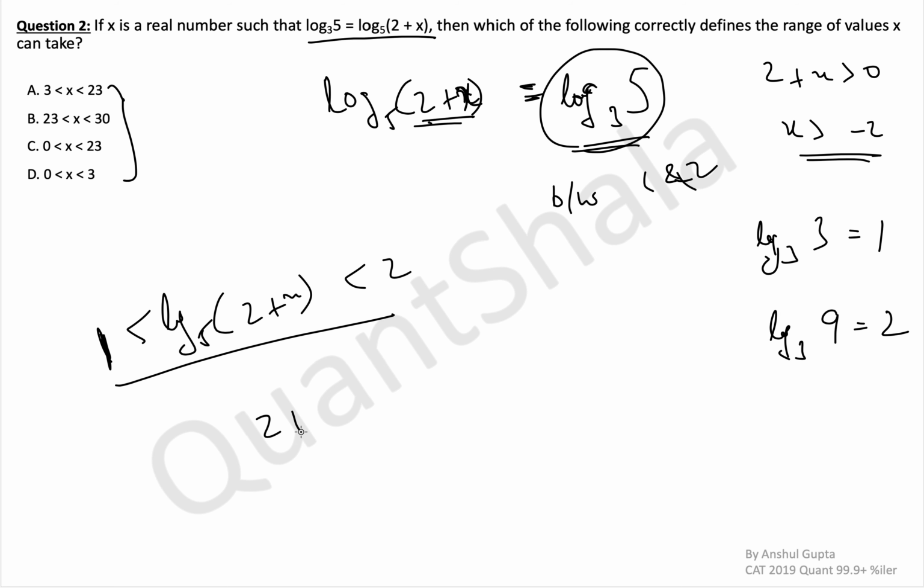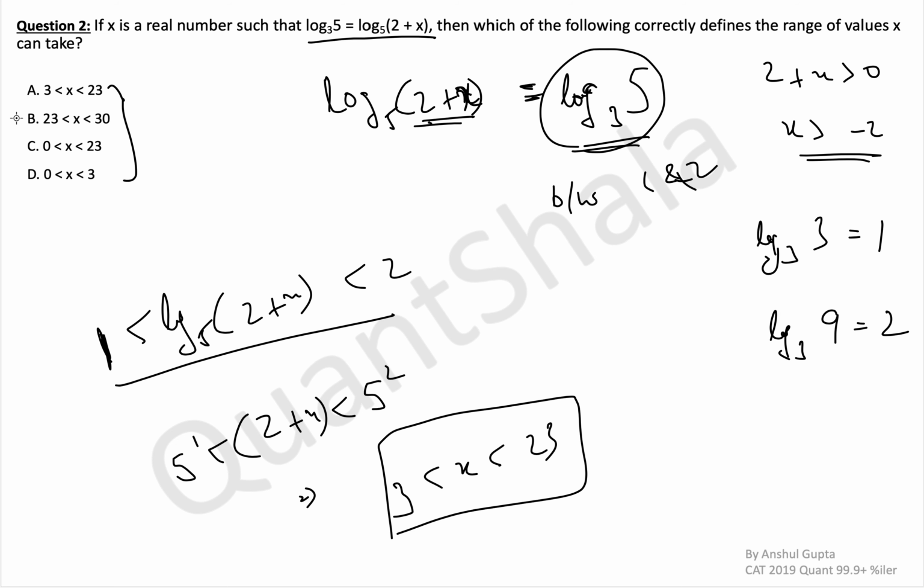So this would mean 2 plus x is between 5 raised to power 2 and 5 raised to power 1. Okay, so we are there with the solution now. This would mean x, subtracting 2 from all sides, you get 3 here. 5 square is 25, minus 2, you get 23 here. So x is between 3 and 23. The first option is correct.